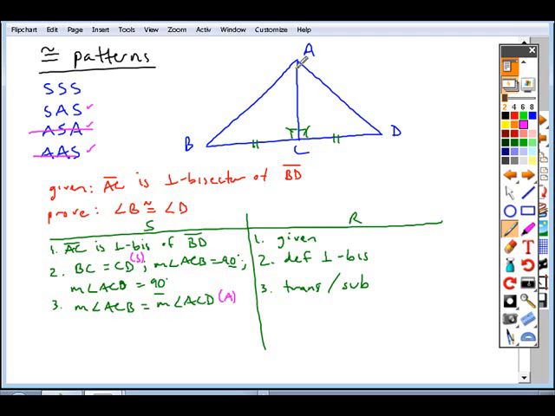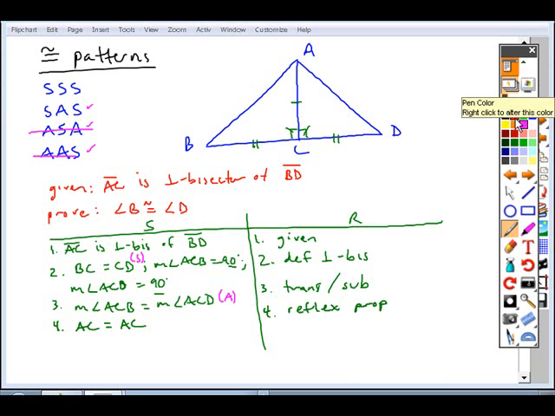And what about SAS? Can we show that AC is equal to AC? Yeah, because it's the same thing, right? So we know that AC is equal to AC. What allows you to make the statement that something is equal to itself? Good. So by the reflexive property, AC is equal to itself. That gives us a third element, and it fits this pattern, SAS.